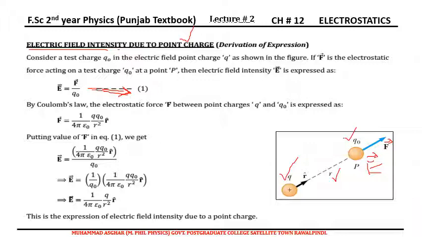Now using this equation 2 in equation 1, we get the expression for the electric field intensity. Here q naught and q naught will be cancelled. We will be left with the expression E is equal to 1 over 4 pi epsilon naught q over r square. This expression is called electric field intensity due to point charges.